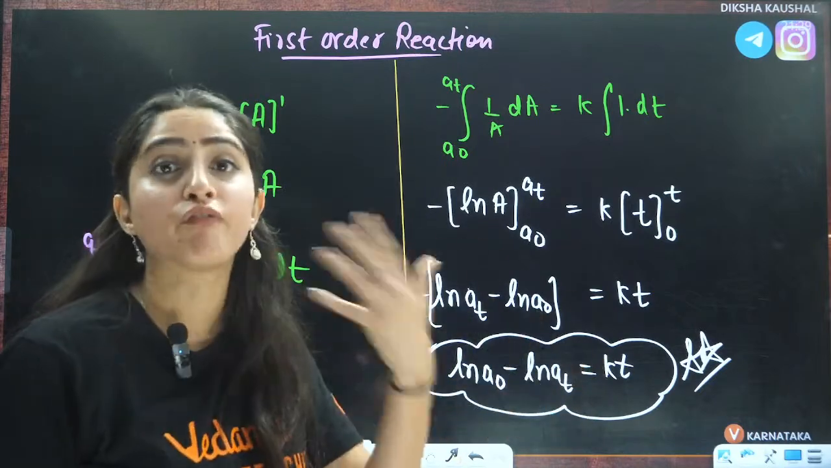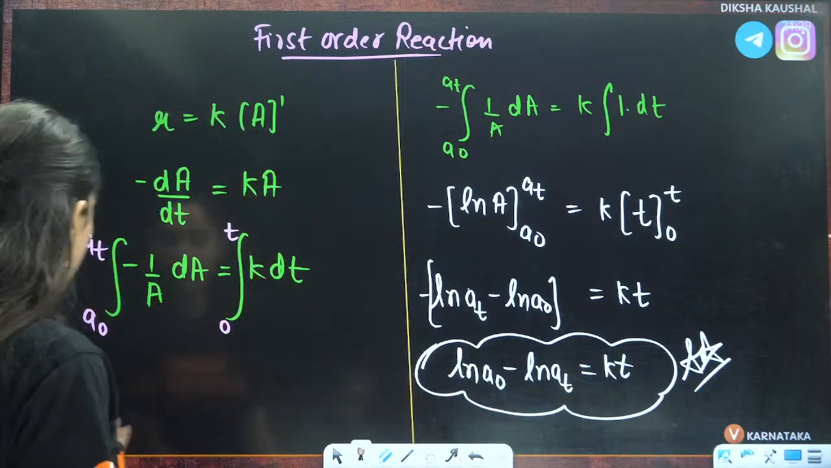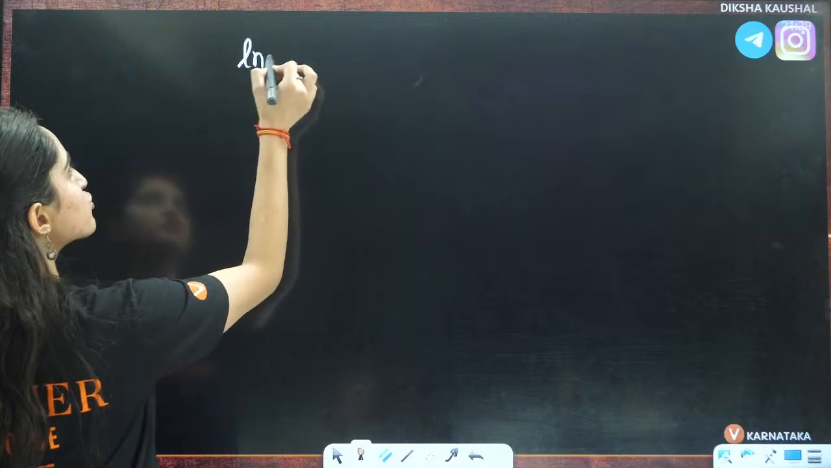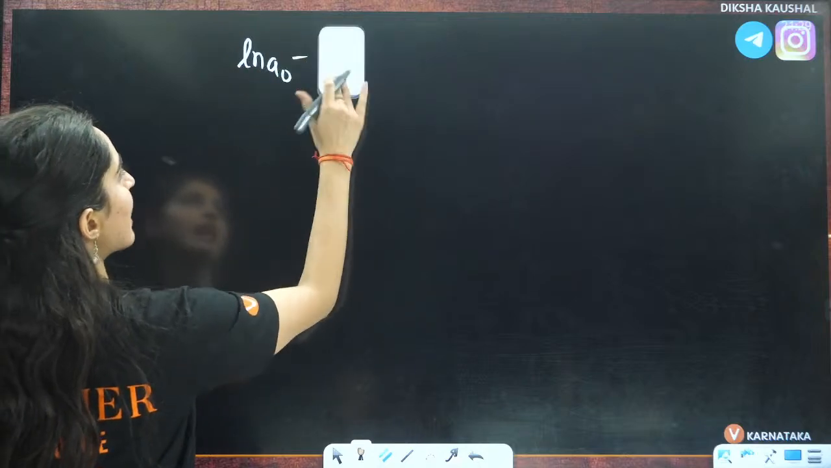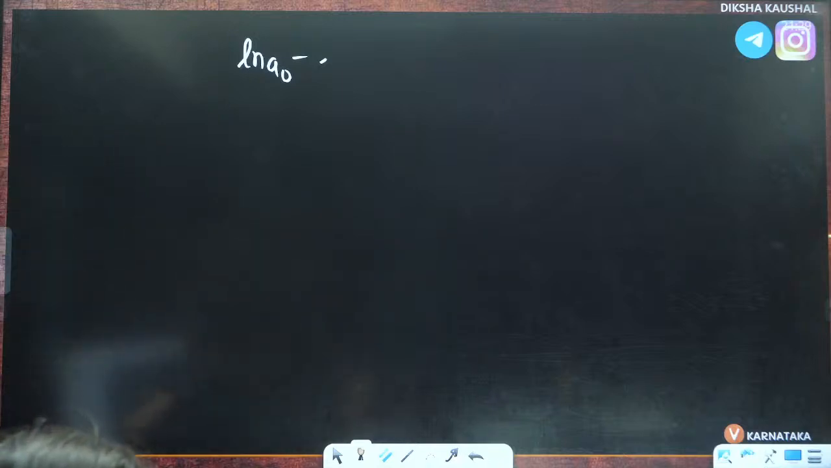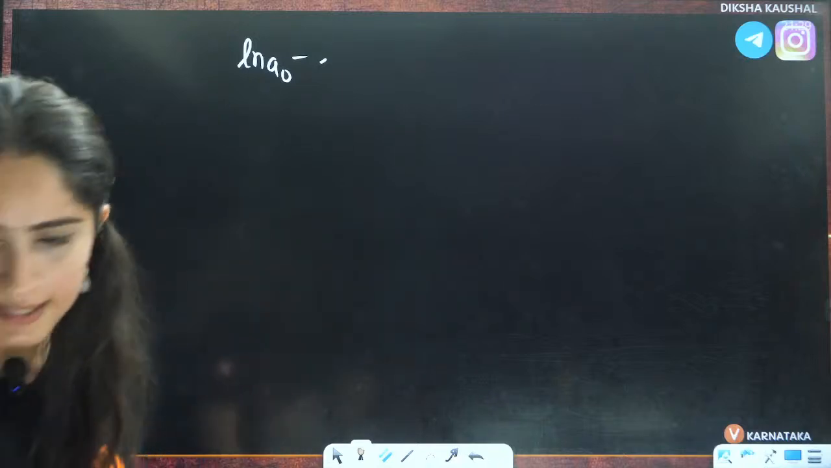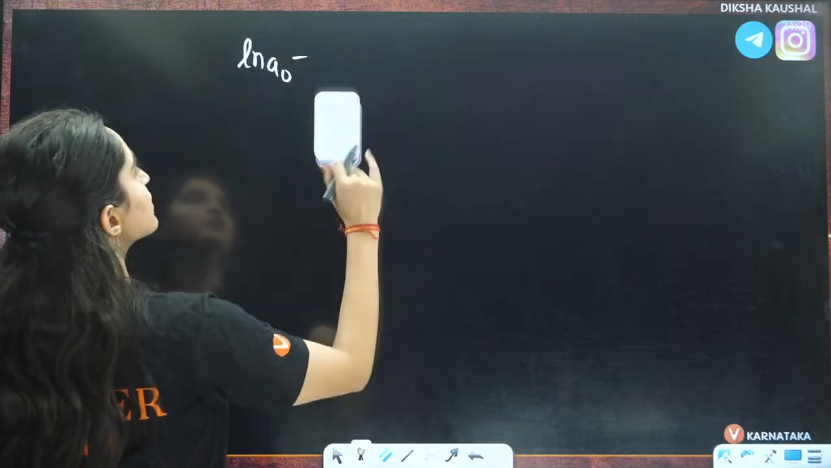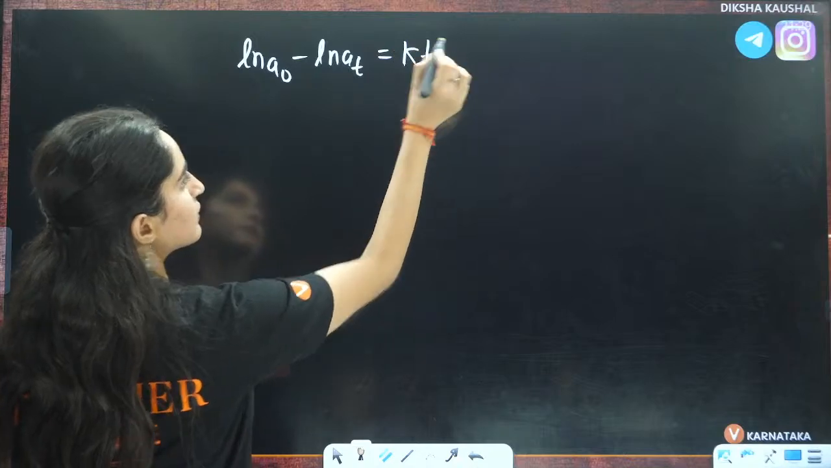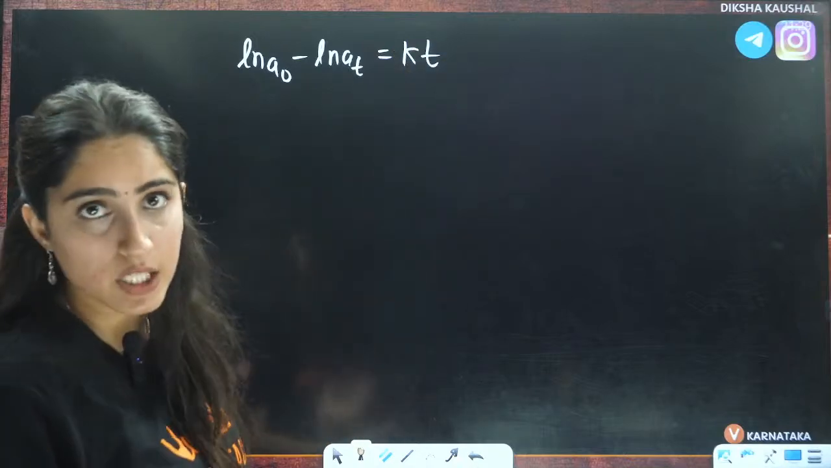There are different ways in which you can write it. I am writing it on the second page. The first way you can write it is natural log of A naught minus natural log of At equals Kt. Just give me a minute. Yeah, sometimes weird things happen in a class, right? That is the first way you can write this equation.